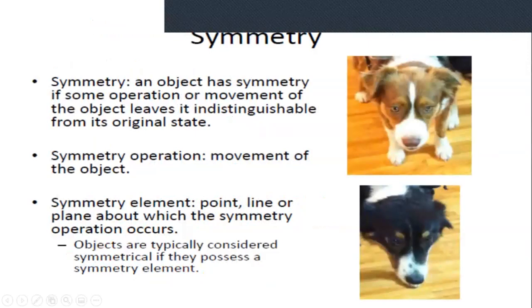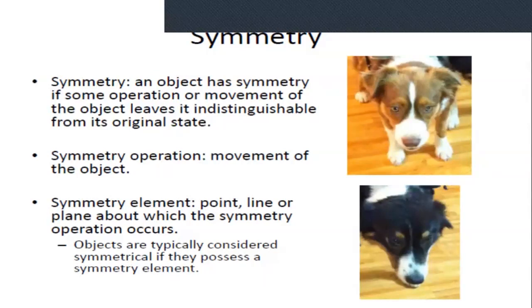And so when we're talking about symmetry, symmetry means that when we perform a certain operation on a set of coordinates, it leaves it indistinguishable from its original state. And when we perform this movement, it's called a symmetry operation. So a symmetry operation is when you take the symmetry and you perform it on the object or coordinates. The symmetry element is the type of symmetry it is, whether it's about a point, such as in an inversion center, a line, when it's about a rotational axis, or a plane, which is in reference to mirror planes. And that's a symmetry element.